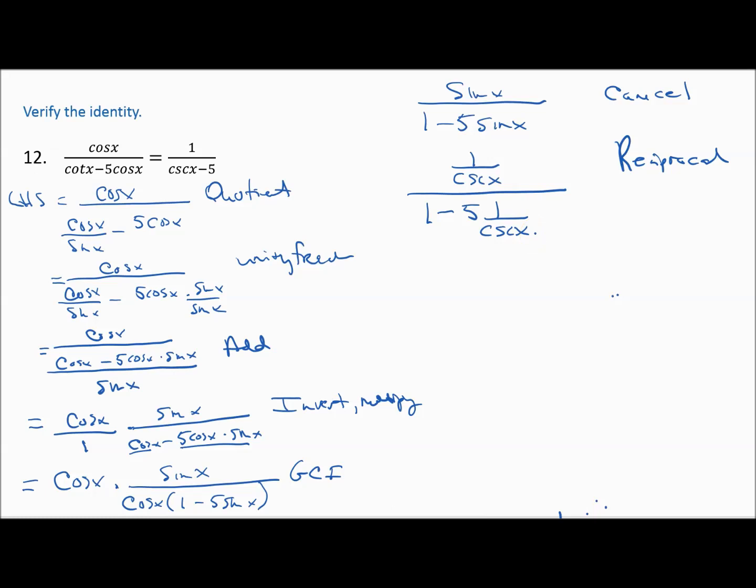Now here I am again. I need a common denominator in the denominator here. So numerator, I'm not messing with him: 1 over cosecant of x. Denominator, I'm going to multiply this guy by a unity fraction, cosecant of x over cosecant of x.